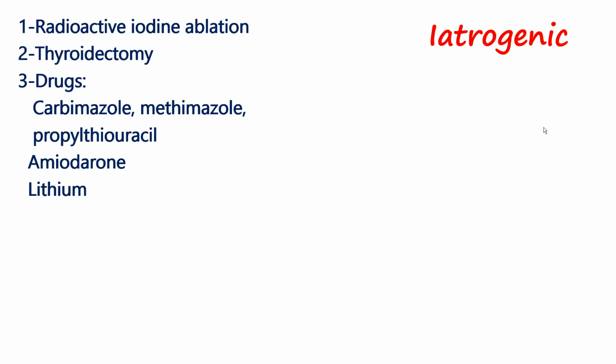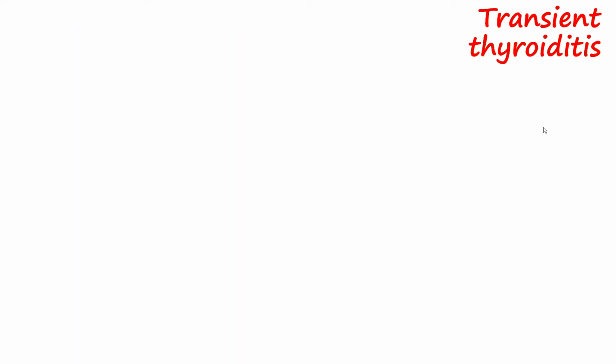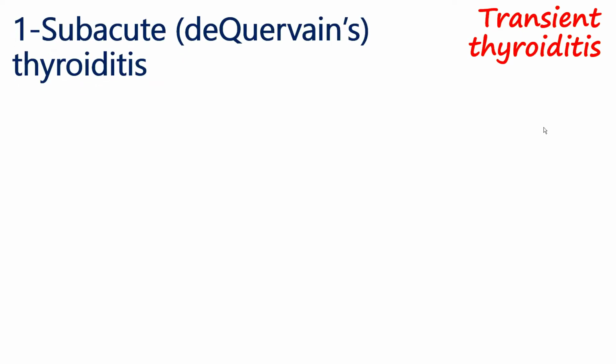We have a group which is important to recognize. This is transient thyroiditis. Transient meaning the hypothyroidism here is a phase of the disease. It does not result in permanent damage, so it does not need treatment for life, as we have to do for Hashimoto's thyroiditis hypothyroidism, for example.